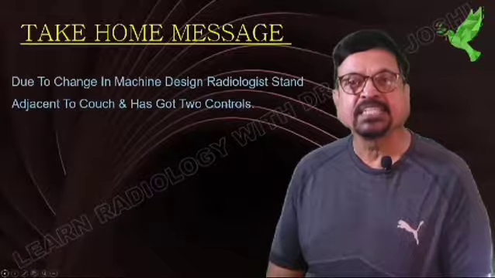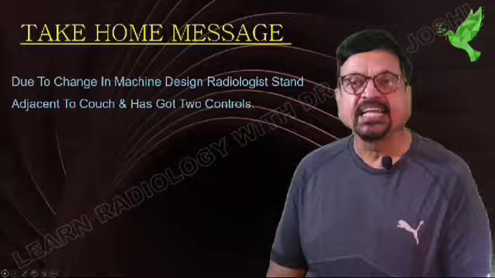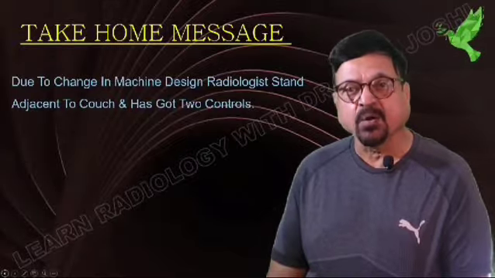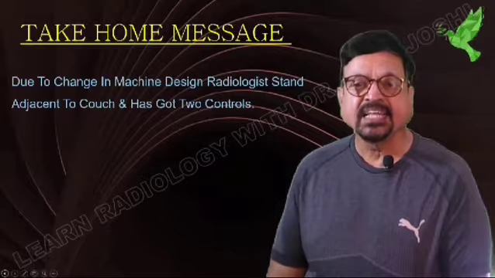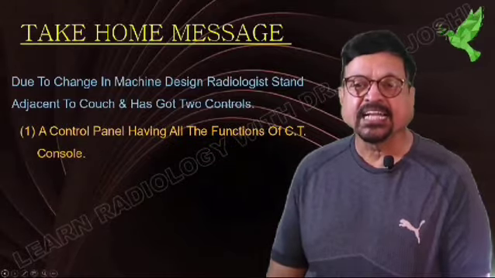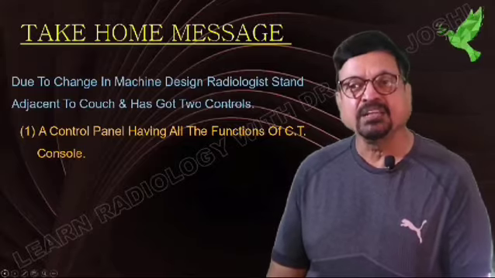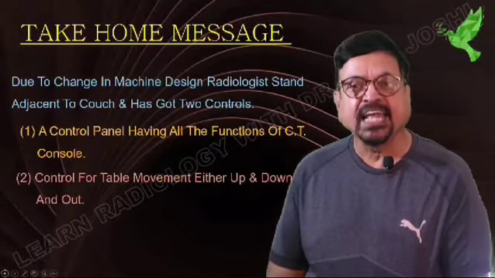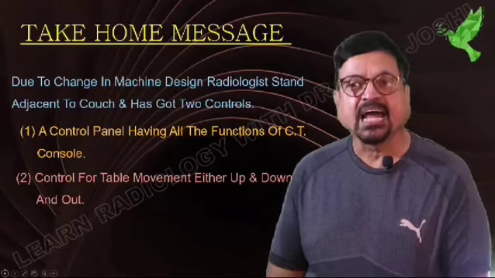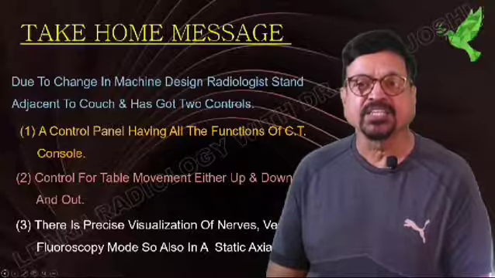Now what is the take-home message? Due to change in machine design, the radiologist stands adjacent to the couch and has two controls in his hand. One is the console, and the second is for maneuvering of the table up, down and all that. A control panel having all the functions of the CT console is towards the right side, and in front of it a control for table movement either up and down or in and out. So, both the controls are in the hand of the radiologist.